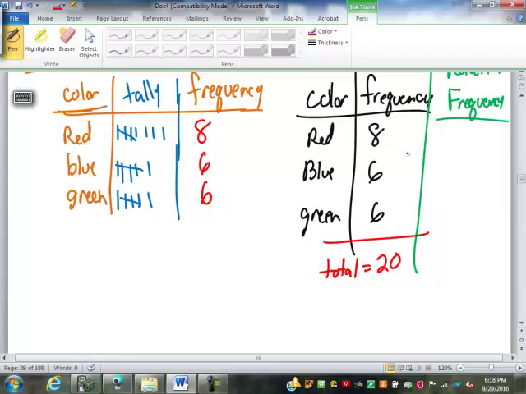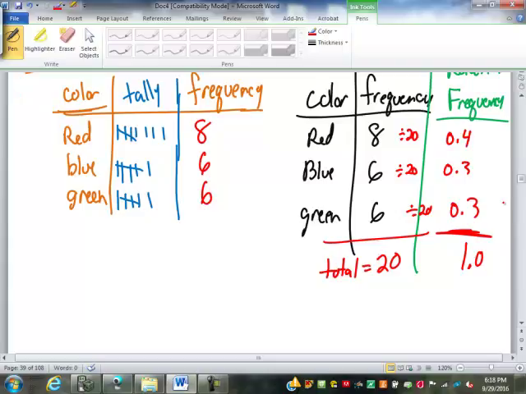If I divide each frequency by that total, 8 divided by 20 is 0.4. 6 divided by 20 is 0.3. The other 6 divided by 20 is still 0.3. Those are my relative frequencies. That better add up to 1.0, or really close to it. There might be round off errors.